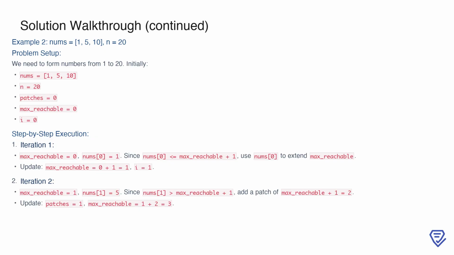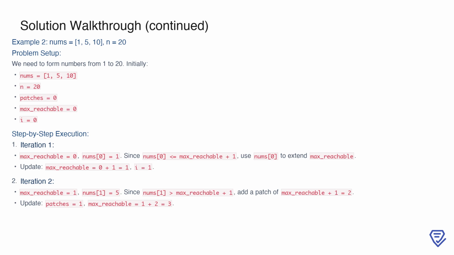Again, we aim to cover all numbers from 1 to 20. Initially, patches is 0, max_reachable is 0, and i is 0. In the first iteration, max_reachable is 0, and nums[0] is 1. Since nums[0] is less than or equal to max_reachable plus 1, we can use it to extend max_reachable. Adding 1 to max_reachable updates its value to 1, and we increment i to 1.